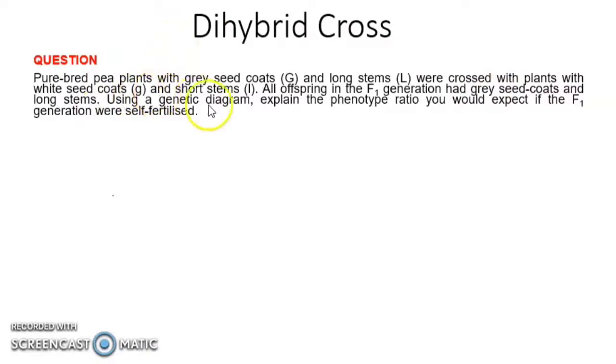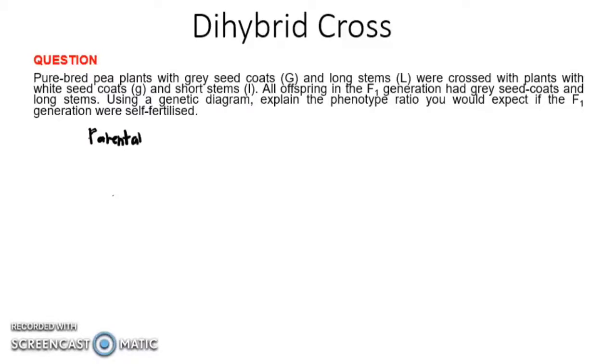And then, using a genetic diagram, explain the phenotype ratio you would expect if the F1 generation were self-fertilized. So it means that once you get the F1 genotype, what you have to do is show the self-cross of F1. So how do we show this in a genetic diagram? First of all, you have to start with the parental genotype.